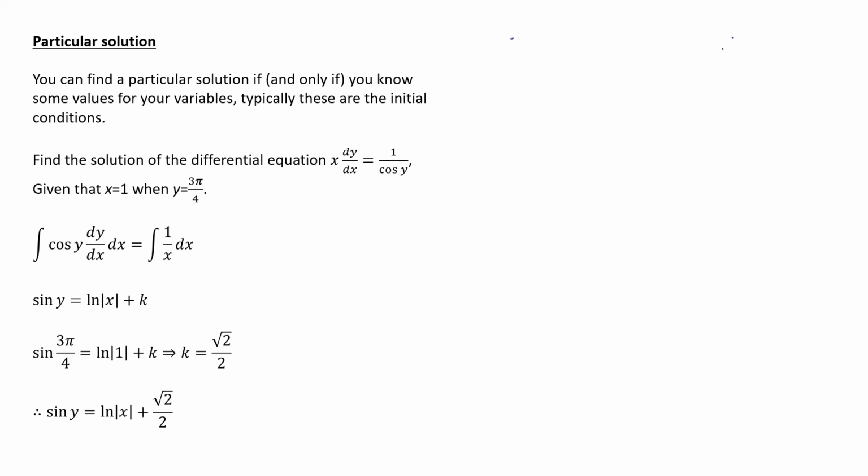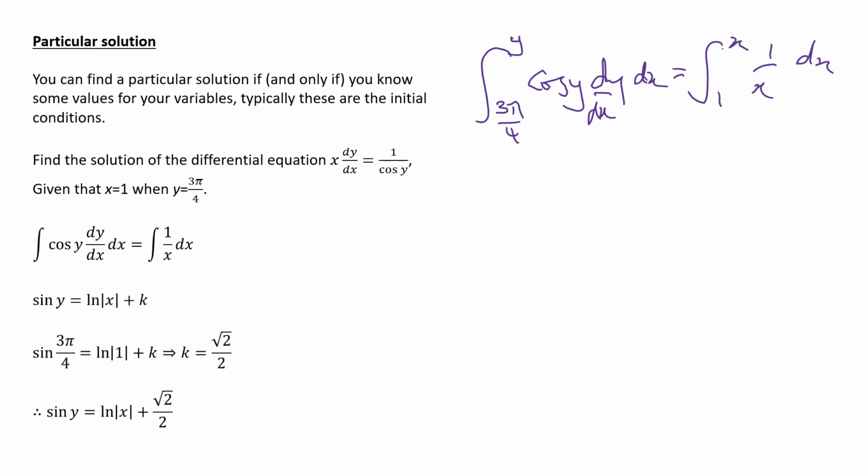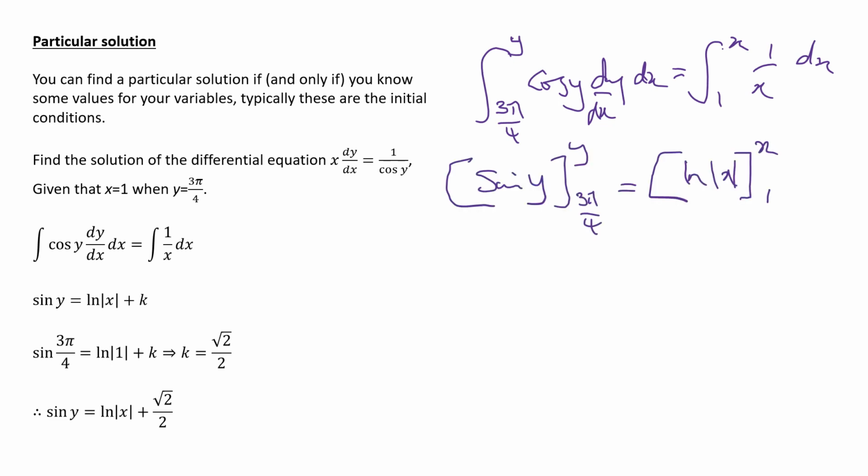Now I also use an alternate version to this, and that is where I use x and y as variables, and I use my initial conditions or my given conditions as the lower limits. So the integration is just the same. The integral of cos y dy by dx with respect to x is simply sine y, but it's now between the limits y and 3 pi by 4. My integral of 1 over x between the limits x and 1 is ln x between x and 1.